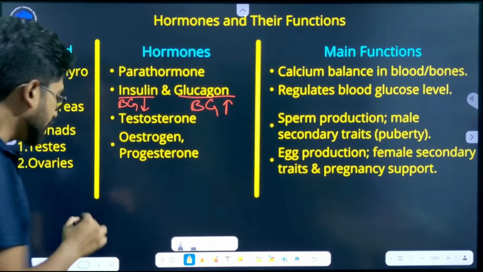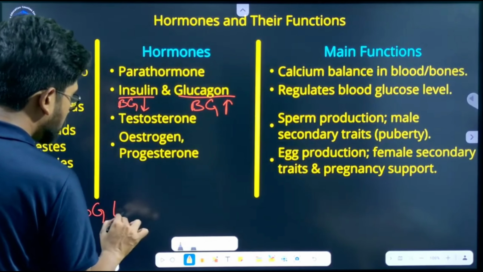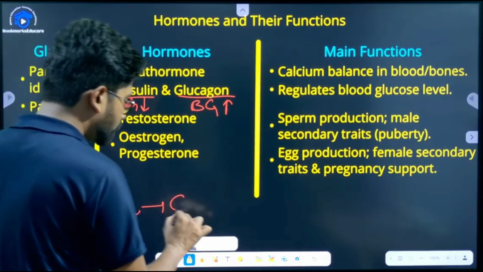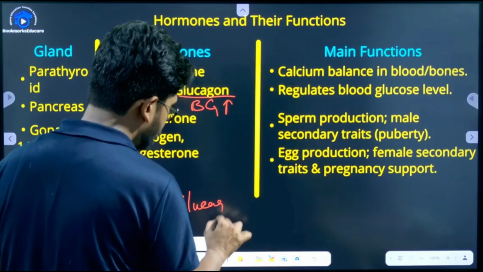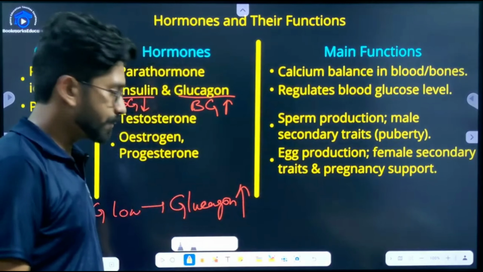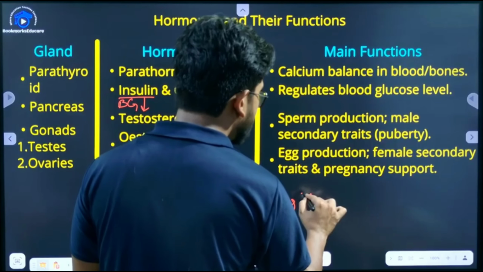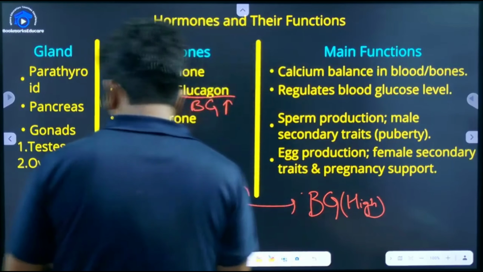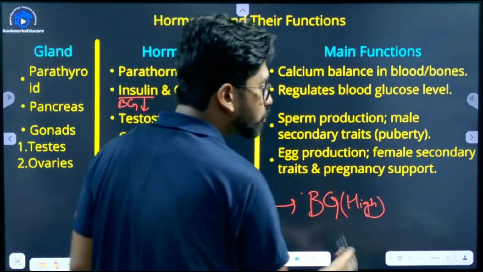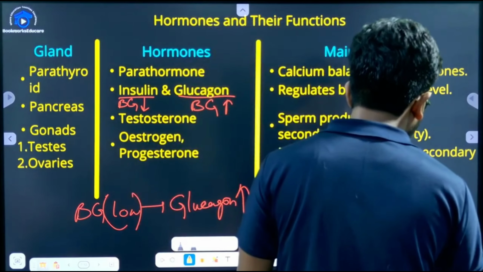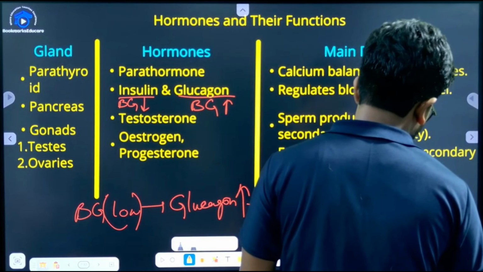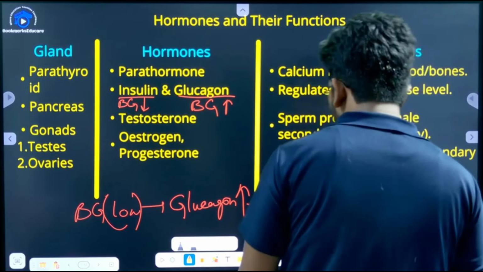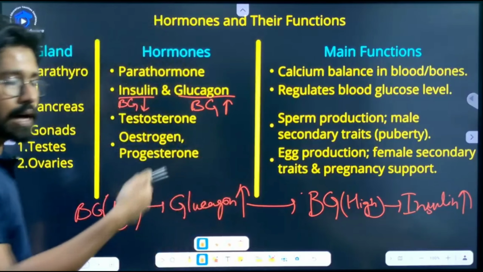So what happens? If your blood glucose is low, glucagon will be secreted. Glucagon secretion will increase. That in turn will increase the blood glucose level. It is getting high now. Okay. And this high blood glucose level in turn increases insulin production. Okay. So this is called a feedback loop, which we will learn in later slides.